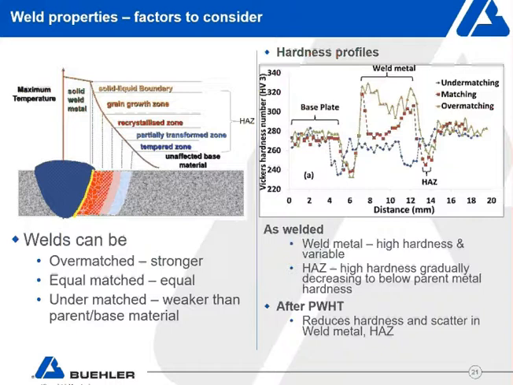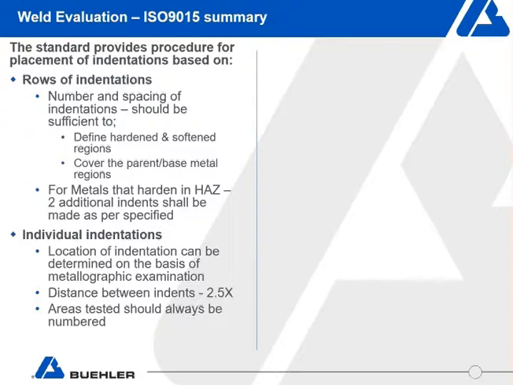So how does this all tie in for ISO 9015 for weld evaluation? The procedure gives you how you're going to place your indentations on your material. And in this case, if you're doing rows of indentations, it does specify how many you're going to do and how they're going to space out. The key here is to ensure that you define the hardened and softened regions correctly, and you're also covering the parent and base metal.